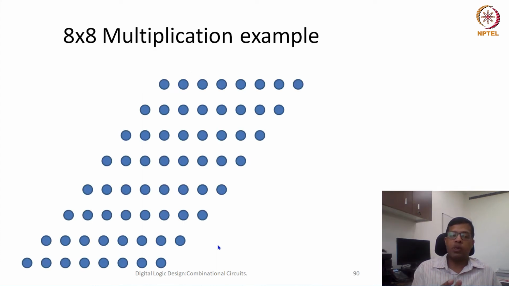In an 8 cross 8 multiplication, the carry save adder will work only in the second step. In the first step, where we are generating partial products, the carry save adder is not going to help. But once the partial products have been generated, it can help in the fast addition of all of them.